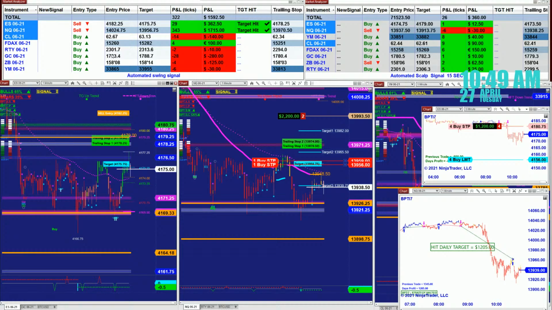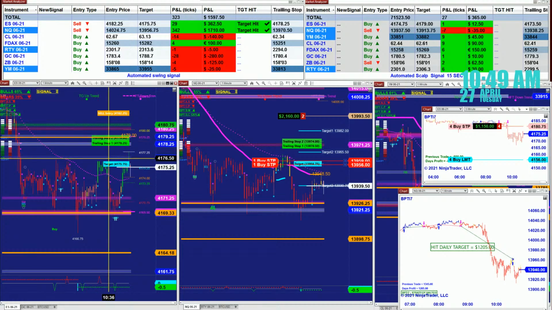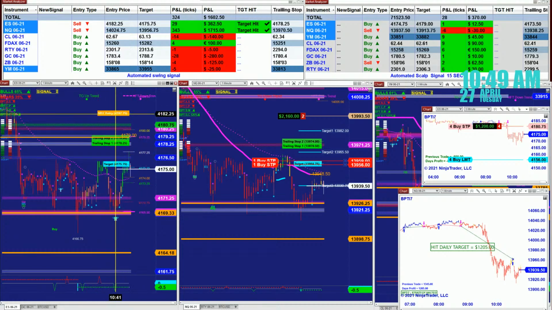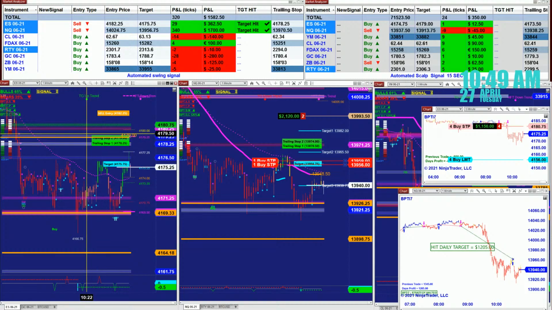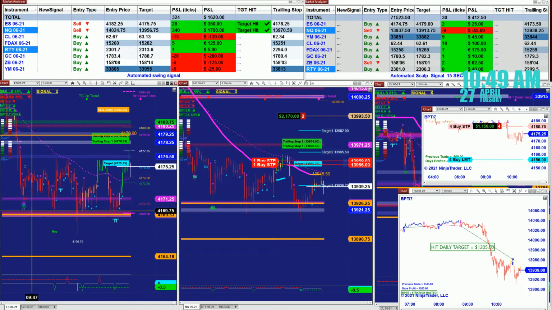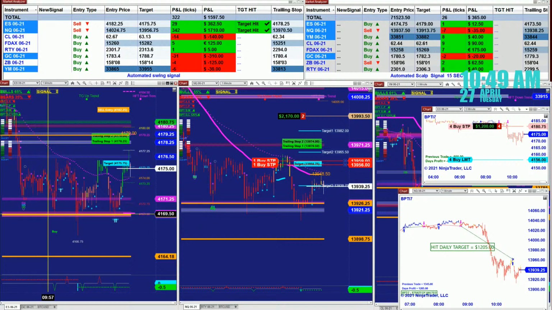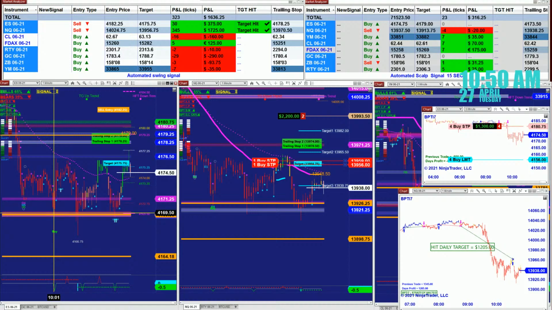If we look above the 4176, it is overwhelming with resistance. And this has been trying since 9:30 to break that area, 4169.50, and fell.